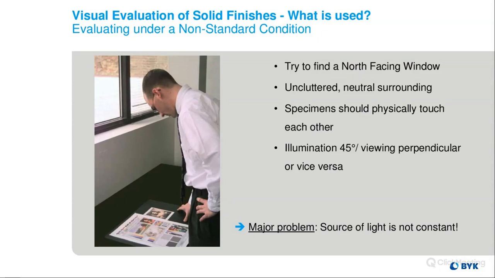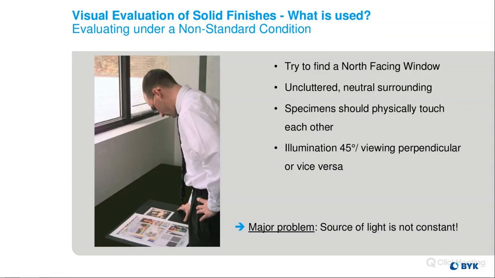So if you don't have something like a light booth, this is what you're recommended to follow according to the standards. It's best to find a north-facing window. That way you're getting that diffused light and no direct light. You want to find an uncluttered, neutral surrounding. So in this case, we have this image on the left here. We see that the surrounding environment is pretty neutral. It's that gray color to it.